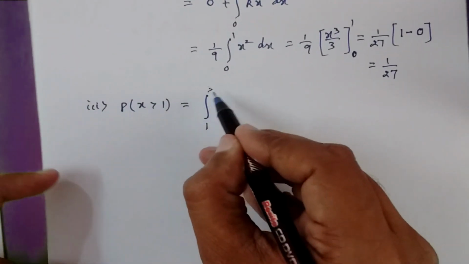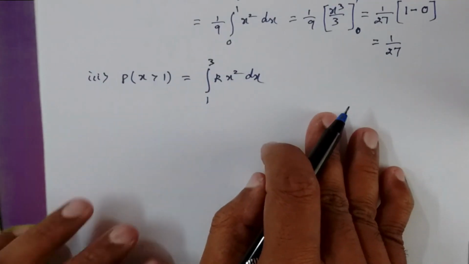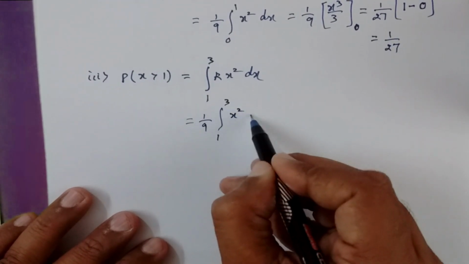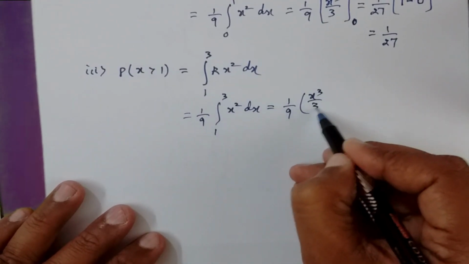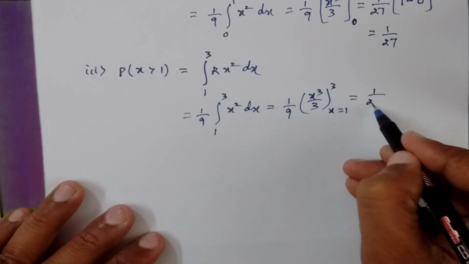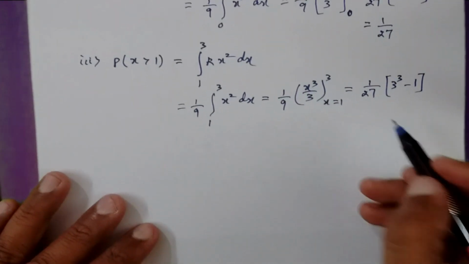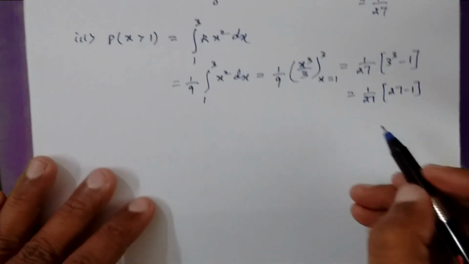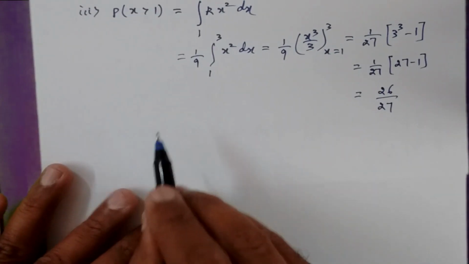1, 2, 3. The function value is k x square into dx. But the value of k is known, 1 by 9. So I'll take 1 by 9 outside. Integral 1 to 3 x square into dx. Integral of x square will be x cube by 3. Limit values are from 1 to 3. So it is 1 by 27. Upper limit value will be 3 cube minus lower limit value 1 cube, which is 1. So 3 cube is 27 minus 1, 27 minus 1 will be 26. So 26 by 27. That is the third result.